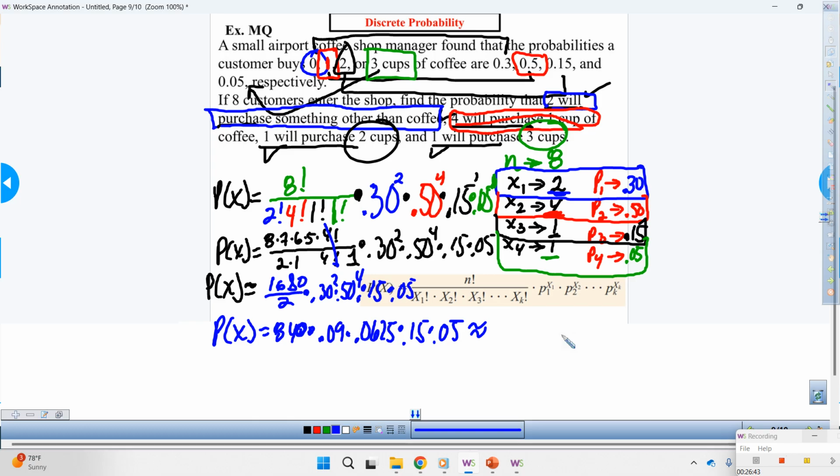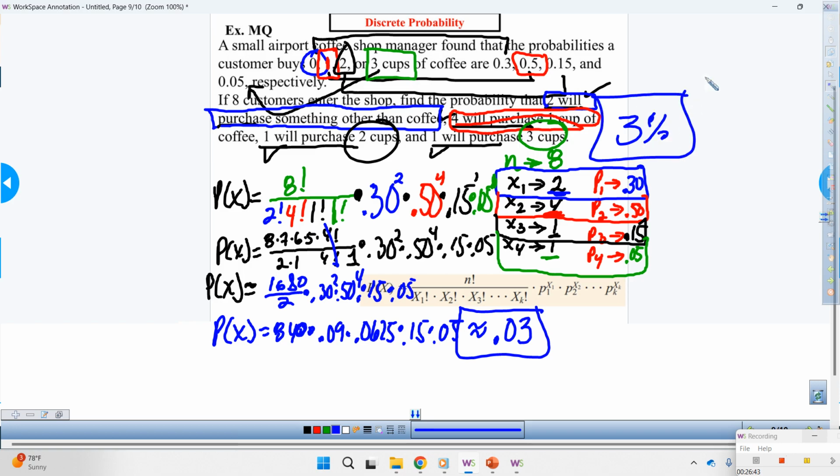All right, what'd you get, Amelia? 0.2835, so that's 0.3. Which means what? The percentage is what, people? 3%. All right, send that in, please.